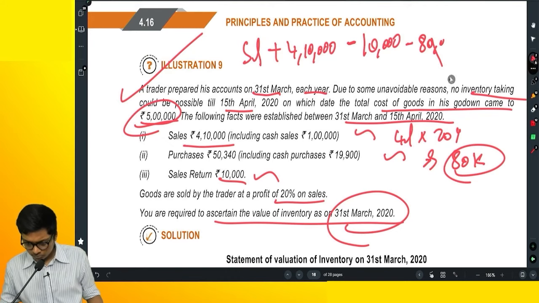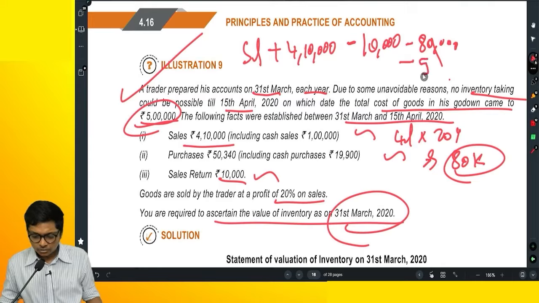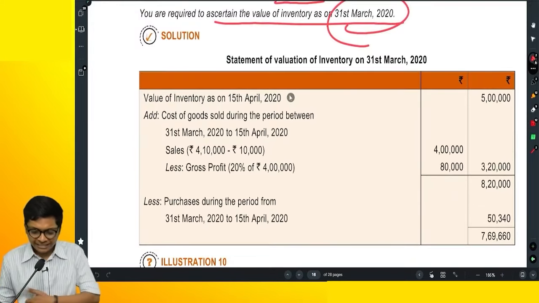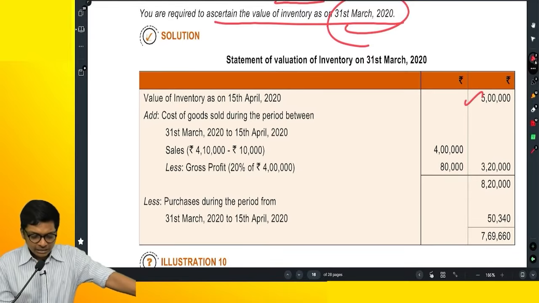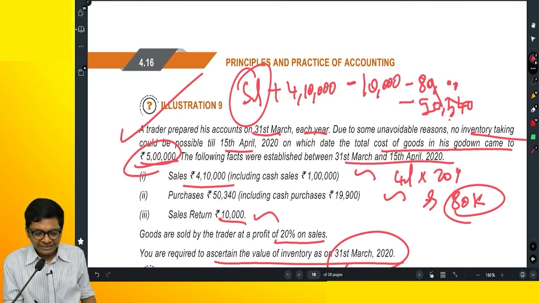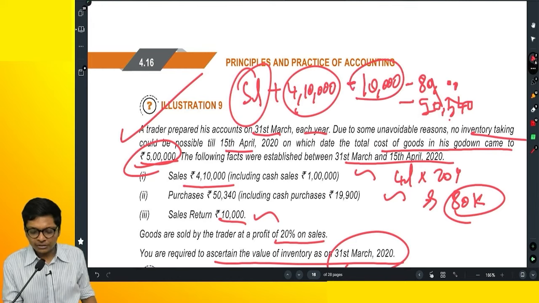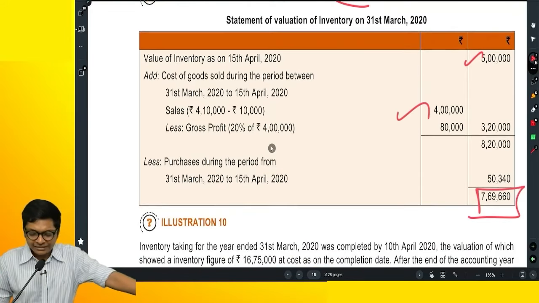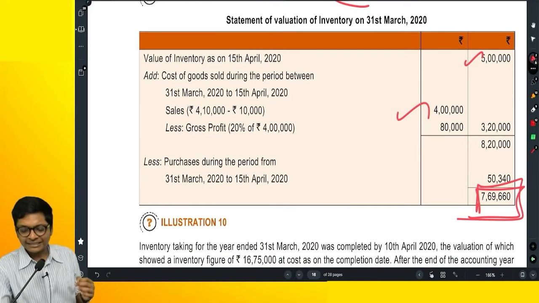So 80,000 will be minus. Purchase also, how much, guys? 50,000, 340. Correct, guys? So is this the answer you are getting, guys? 5 lakhs add 4 lakhs. I mean, we are doing in our way. We get the answer. How much, guys? 769,660. Do you understand this equation? 5 lakh plus sales 4 lakh 10 minus sales return 10,000 minus GP 80,000 minus purchase 5340. You will get the same answer as 7 lakh 69.